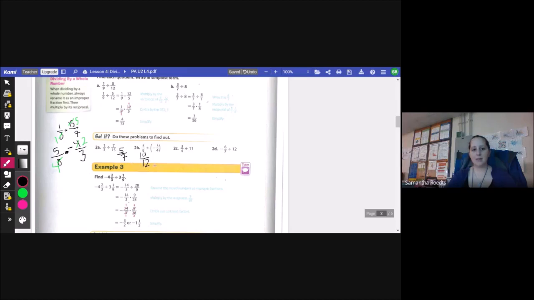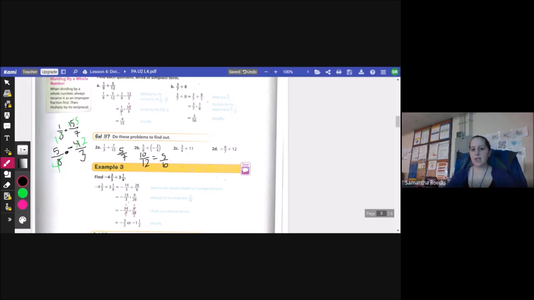I can still simplify. Okay, I can divide both of these by 2. So this equals 5 over 6. I could have also recognized here that 4 could have become 1 and 8 could have become 2, and I would have gotten the same answer.